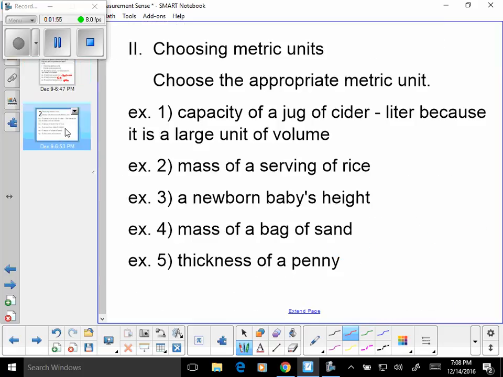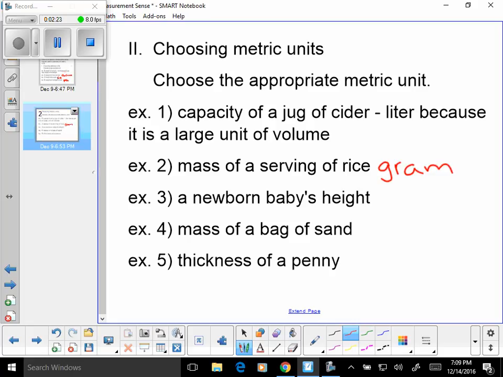We're going to do the same thing with metric units. The first one is the capacity of a jug of cider. Now, first of all, you have to understand that a liter is about the same as a quart. So we're going to use a liter for the capacity of a jug of cider because it is a larger unit of volume. If we're going to talk about example 2, the mass of a serving of rice, there we are going to go to gram.